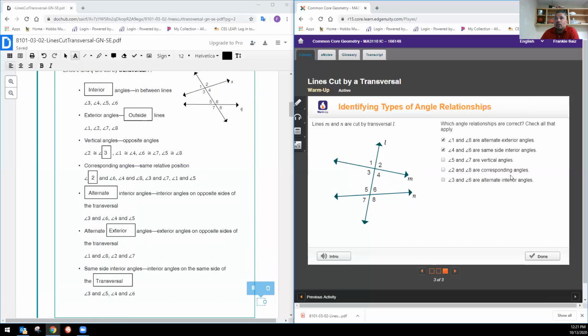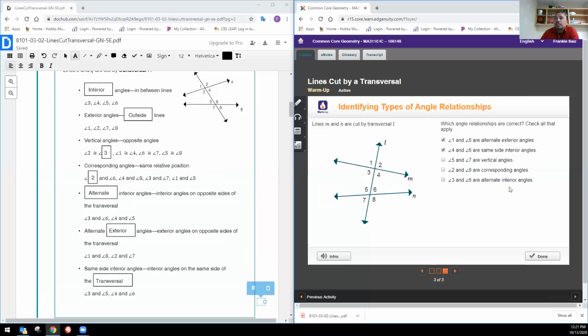Angle 2 and angle 8 are corresponding angles. Okay, so let's look. Corresponding angles have the same relative position as 2 and 6, so they've got to be in the same spot. 1 and 5, 3 and 7, 4 and 8. This one is 2 and 8. That is not true.